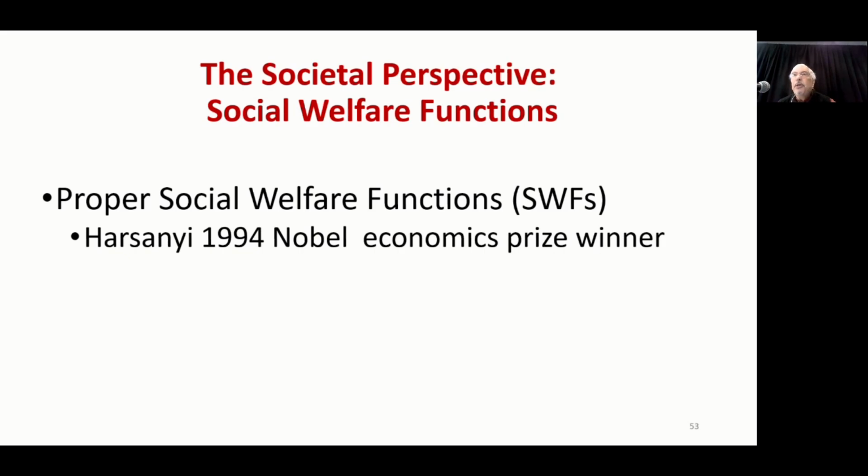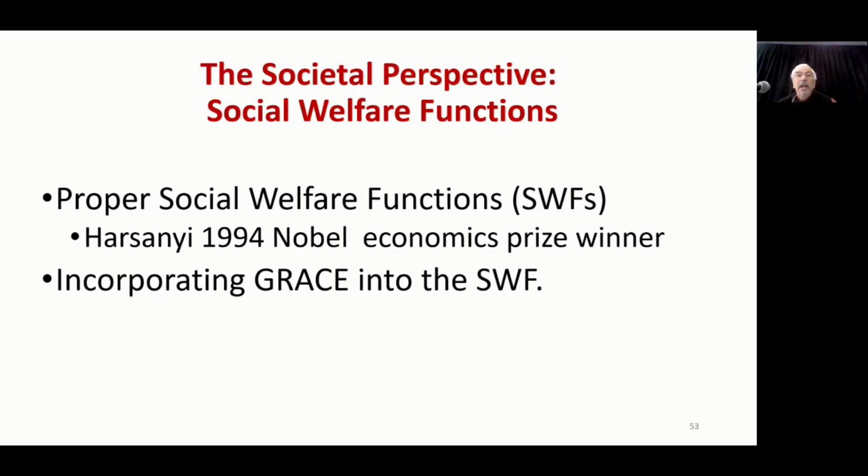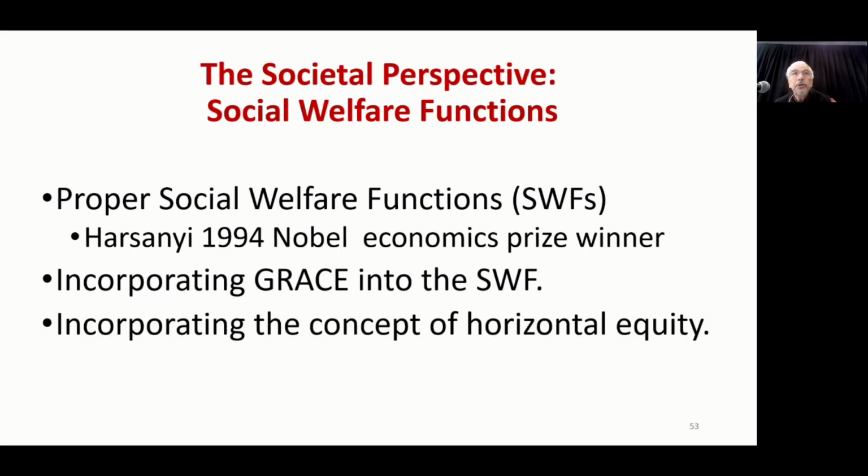So how to get there? I'm going to build up by using social welfare functions. And this is a way of assembling individual value preferences into a measure of value for everybody in the population. And I'm going to begin with the model that John Harsanyi did, who was a Nobel Prize winner in economics in 1994, not for this work, but for something that's quite closely related. His was in game theory. And I'm going to begin with his social welfare function, and I'm going to build the measure of GRACE values into it. And then I'm going to introduce the concept of horizontal equity to you and show you how that affects the value function.